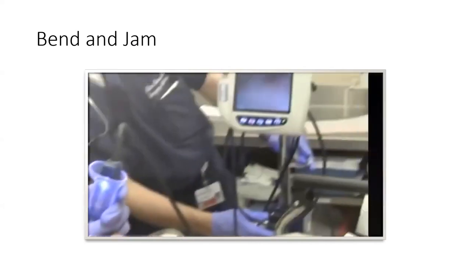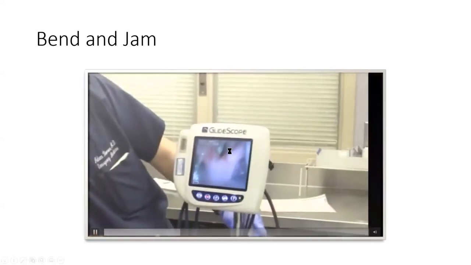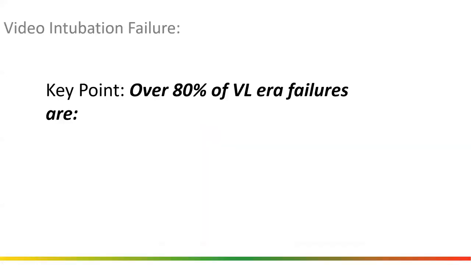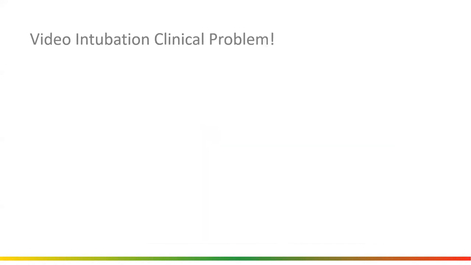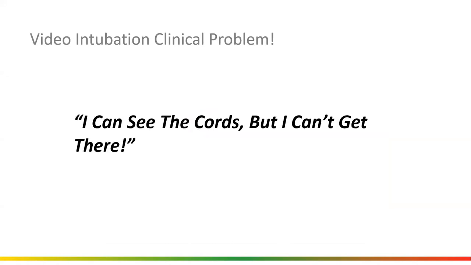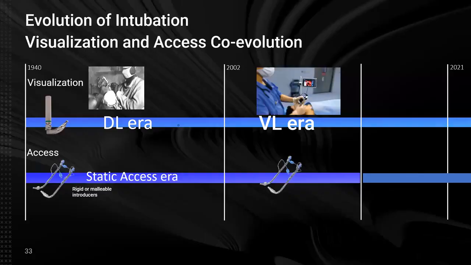And that's a reinforced tube. That's not even a stiff tube. This goes on and on, but I'm not going to make you watch any more of it. So 80% of the time now in the VL era, when we fail to intubate somebody with the video laryngoscope, it's a failure of tracheal access, and it's most often due to the lack of dynamic navigation. Video intubation, clinical problem. What's this look like on the street, and how do people express this? I can see the cords, but I can't get there.